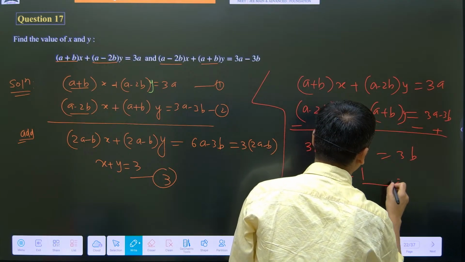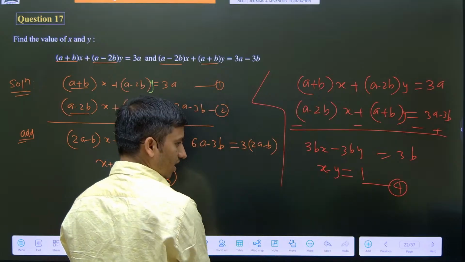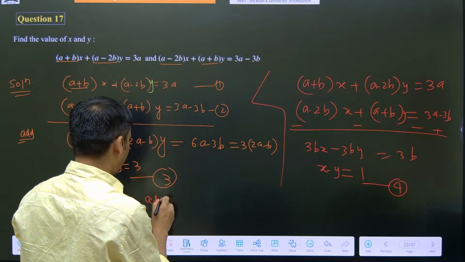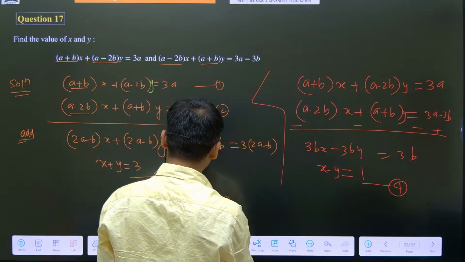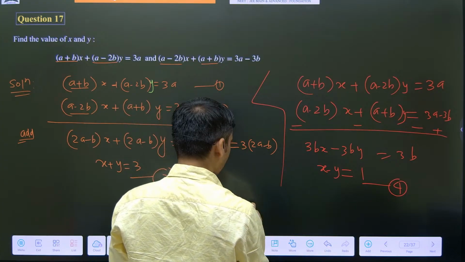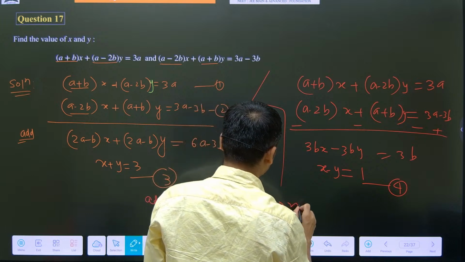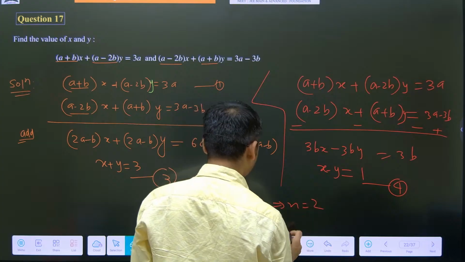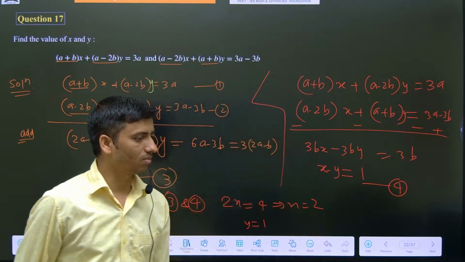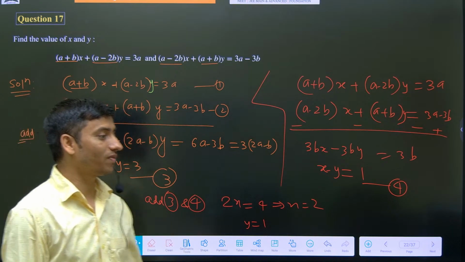That's equation number 4. And now we can solve 3 and 4, right? So add equation number 3 and 4. If we add, we'll get 2x, now y gets cancelled, is equal to 4. So x is 2 and then y has to be 1 using any of the equations. So the required solution is 2 comma 1, which is actually independent of a and b, right?